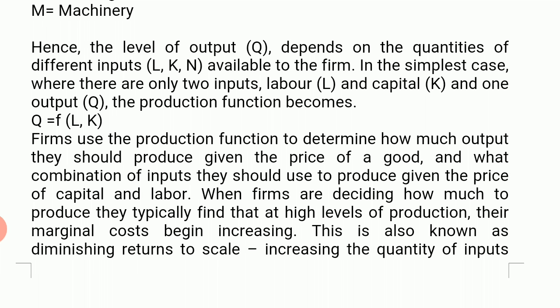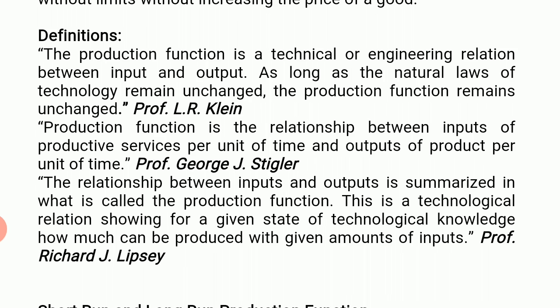A firm uses the production function to determine how much output it should produce given the price of a good, and what combination of inputs it should use to produce given the price of capital and labor. Now there are some definitions regarding production function. First one is according to Professor L. R. Klein: production function is a technical or engineering relationship between input and output. As long as the natural law of technology remains unchanged, the production function remains unchanged.